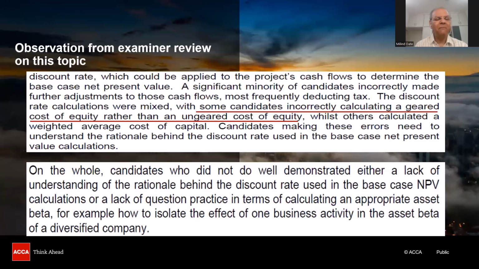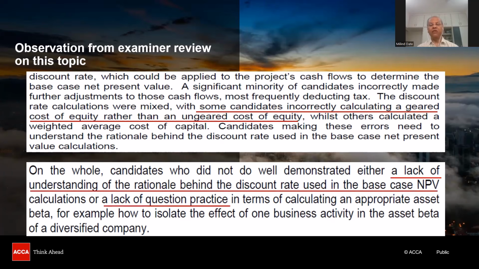Look at another comment. On the whole, candidates who did not do well demonstrated either a lack of understanding. See, lack of understanding means they have not prepared themselves in the rationale behind the discount rate for base case NPV, or a lack of question practice. Both are very, very crucial. So isolate the effect of one business activity in the asset beta of a diversified company. So these are really very clear observations made by the examiner. Never forget them. Never ignore them in your preparation.